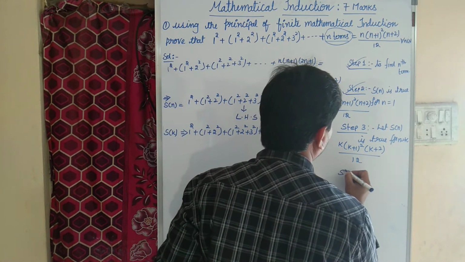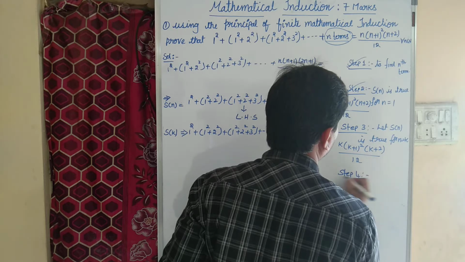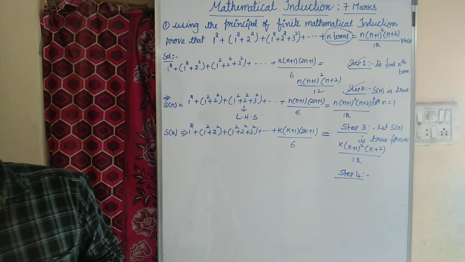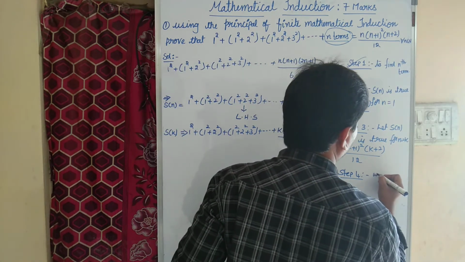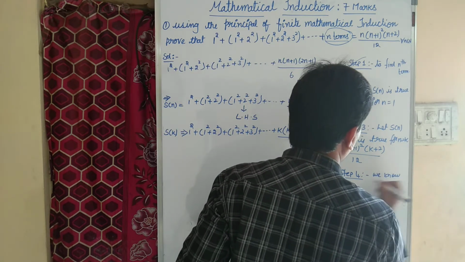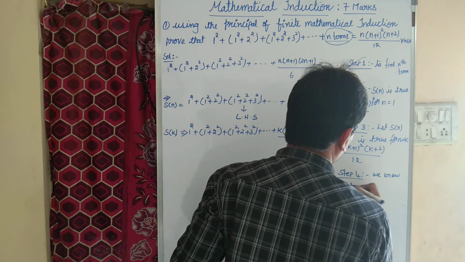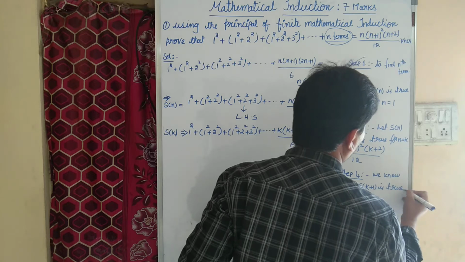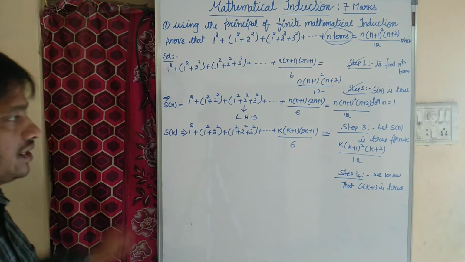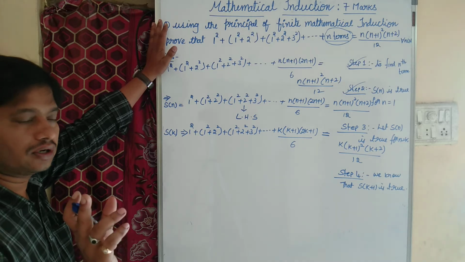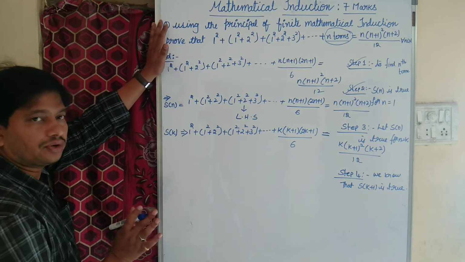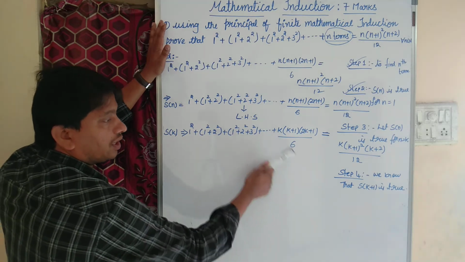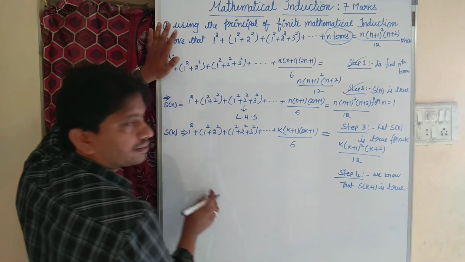Now coming to step 4. Assume that we know that S of k plus 1 is true. Children, here you need to listen carefully. What we need to do here is, in the place of k, substitute k plus 1, students.